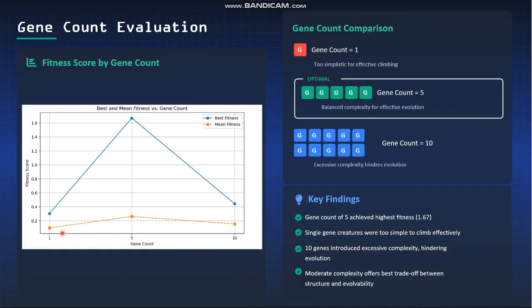Gene count controls the complexity of the creature design. One gene is too simple for effective climbing. Five genes provide the best balance of complexity and evolvability, leading to the highest fitness score. Ten genes create too much complexity, which makes evolution harder and reduces the performance.